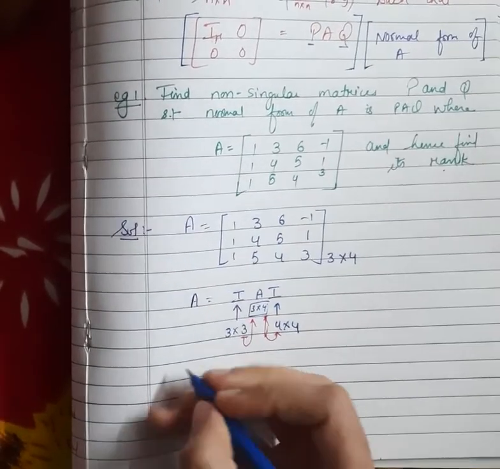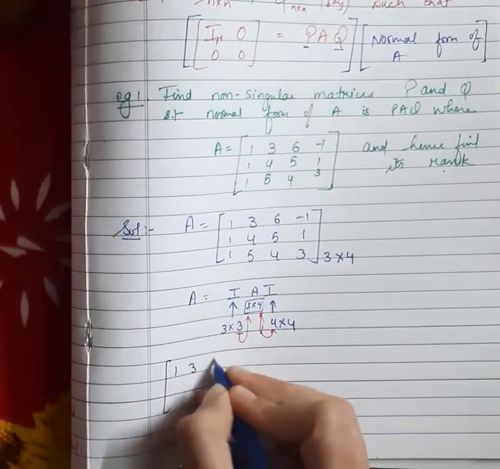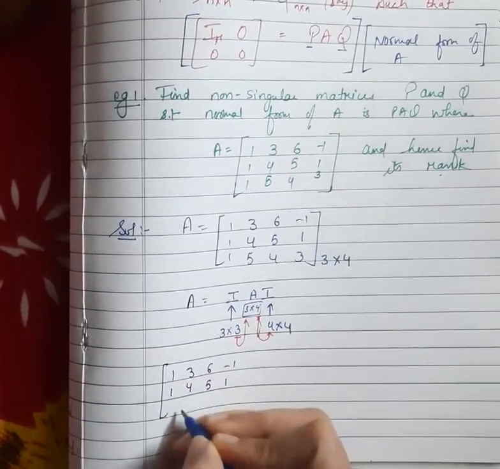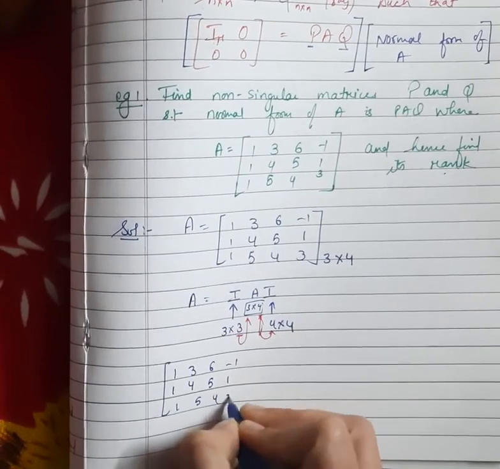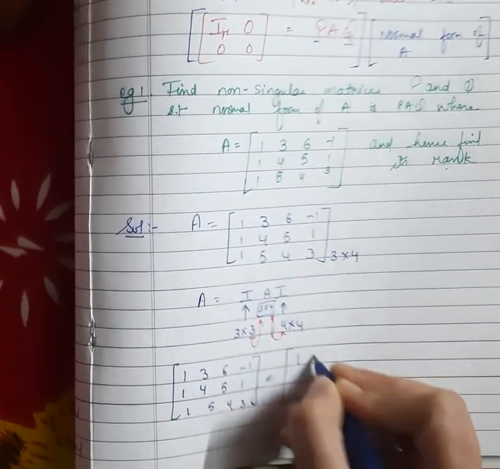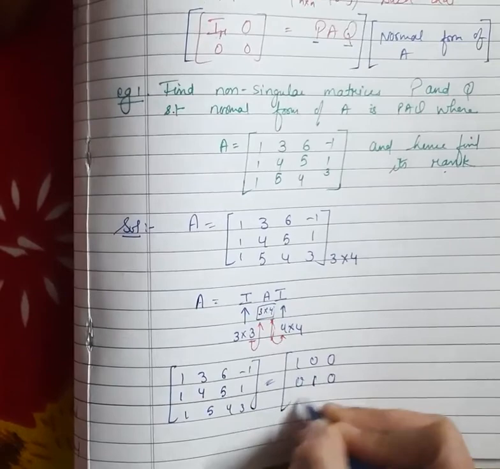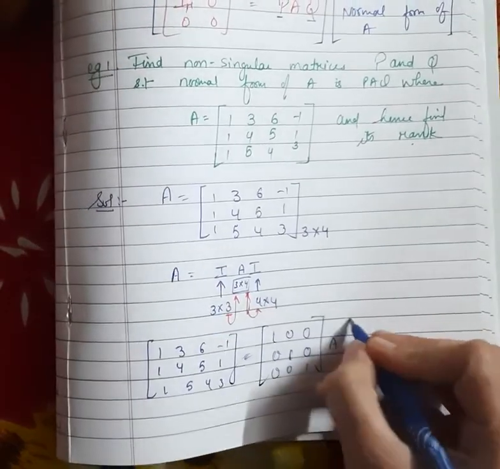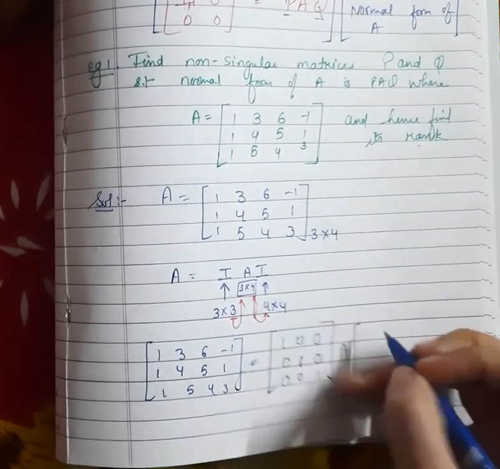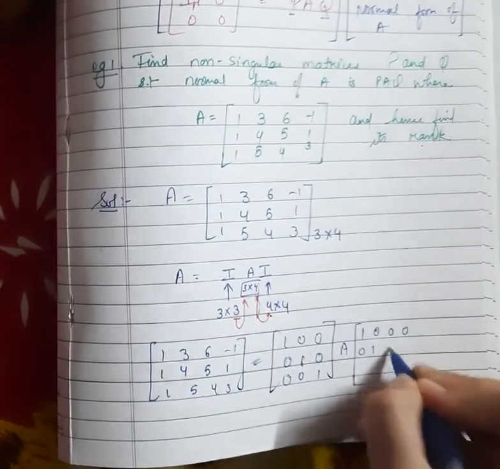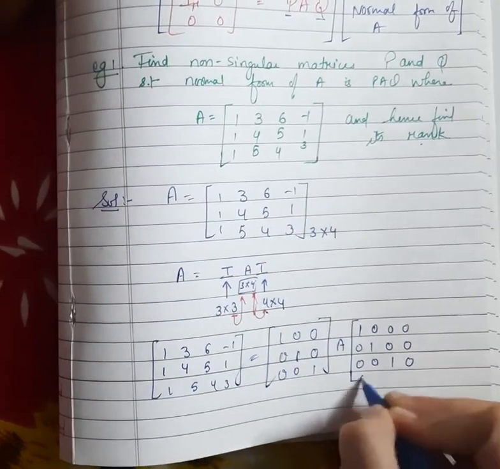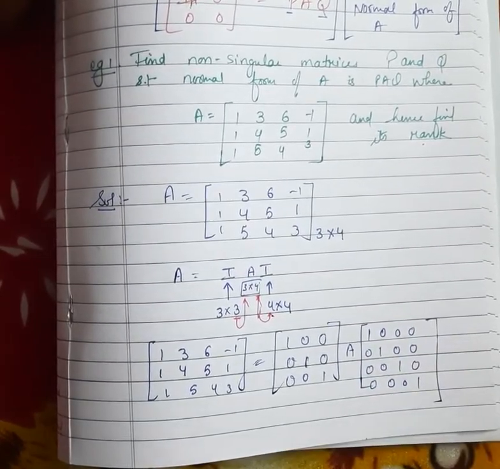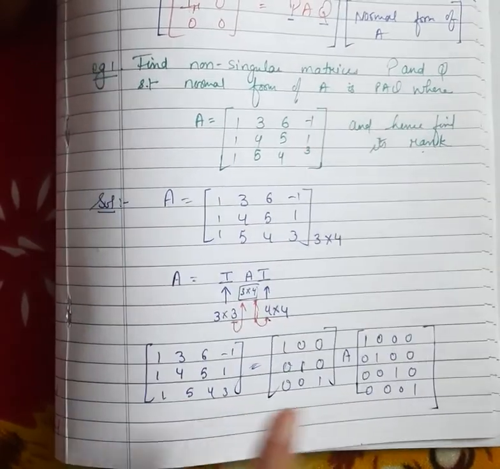Now we'll put the value of matrix A here, which is 1 3 6 minus 1, 1 4 5 1, 1 5 4 3, which equals the identity matrix of order 3. We will not put the value of A here; we will simply write A. Now 4 cross 4: 0, 1, 0, 0, like this. Now we will start applying elementary operations on the left side as well as on the right side.